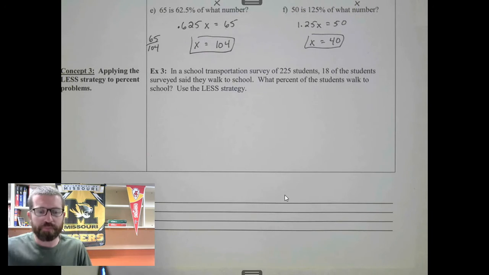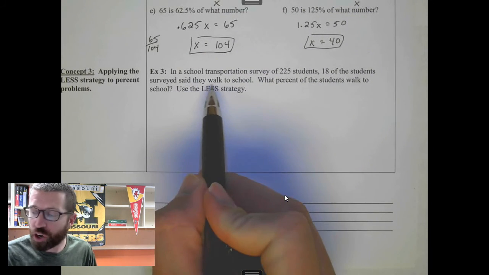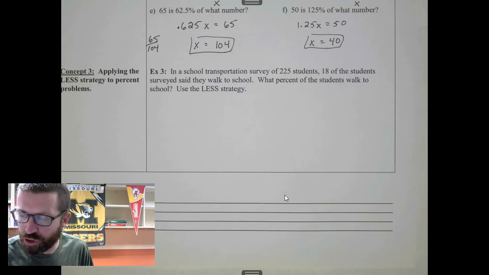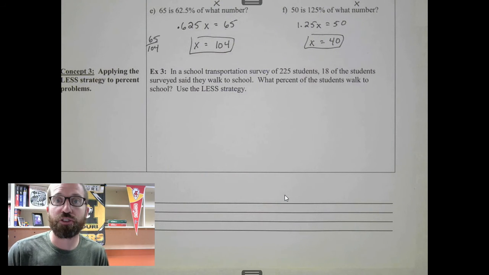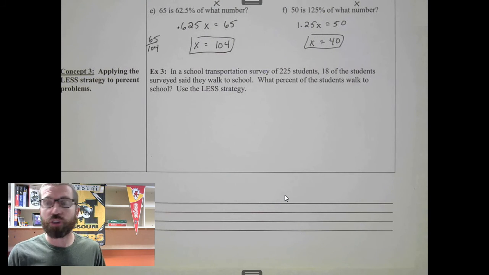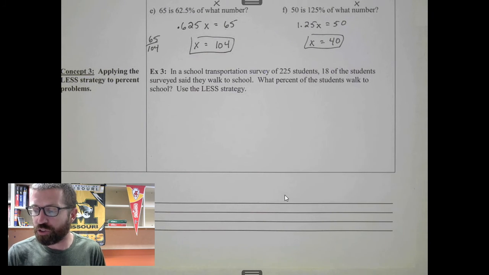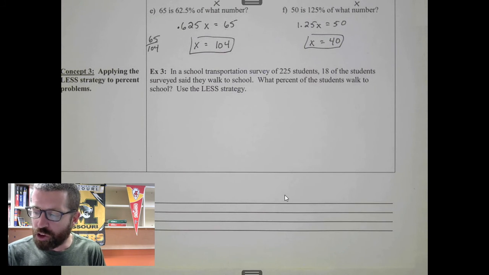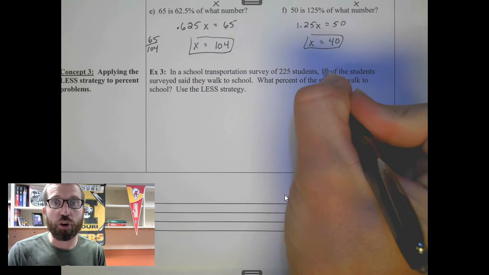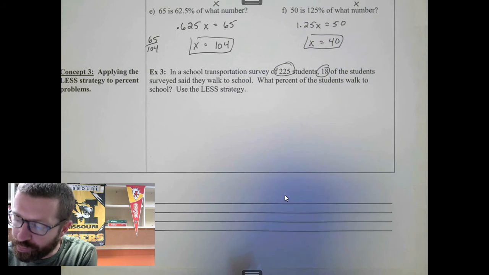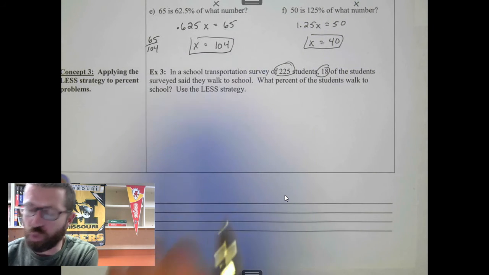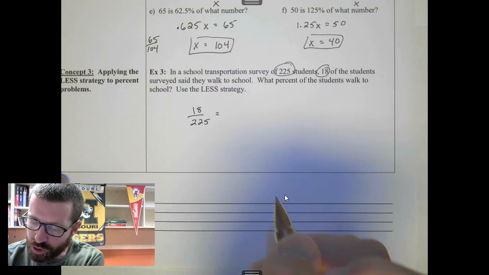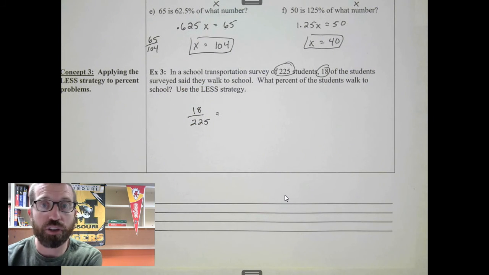Okay, so let's look at this word problem. In a school transportation survey of 225 students, 18 of the students surveyed said they walk to school. What percentage of the students walk to school? So relate this to something you know, or put yourself in the situation, right? If you were counting the kids, there's 225 students, and you count that 18 of them walk to school. And you want to find what percent of the students walk to school. So this is the part over total, or the is over of. So 18 is the part, and 225 is the total. So simply divide those. So 18 divided by 225, that's how you find a percentage.